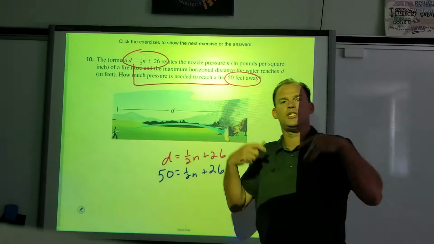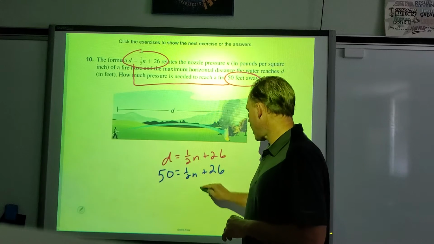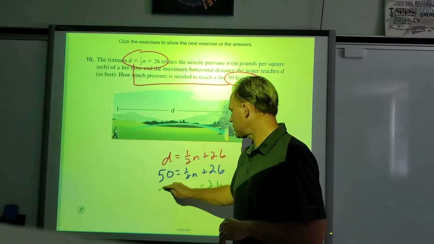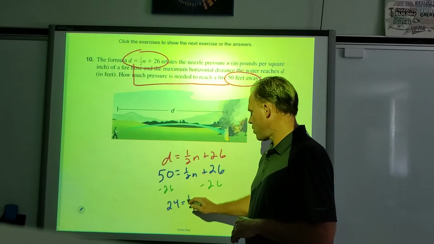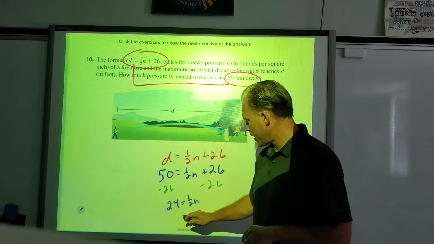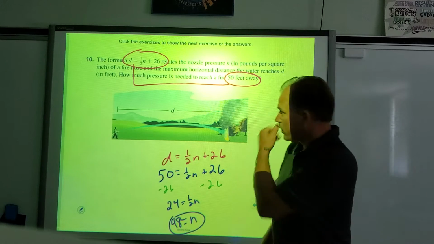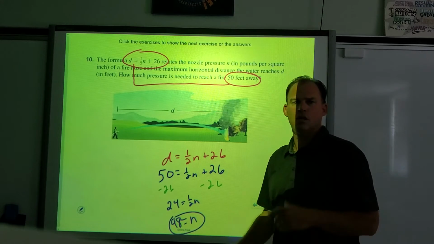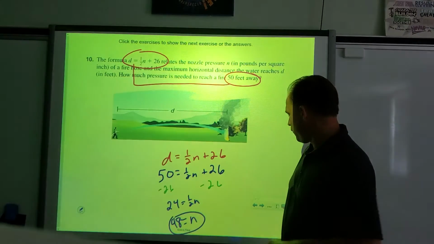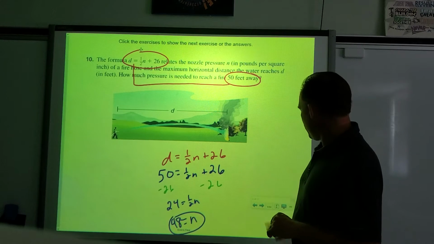So it gives me the equation, gives me a number to plug in. I solve the equation to finish the problem. Minus 26, minus 26. 24 is 1/2 n. I'm running out of room. N is 48. So I know it's 48 pounds per square inch for this problem. It gave me the formula, gave me a number to plug in, and then I solved the equation.